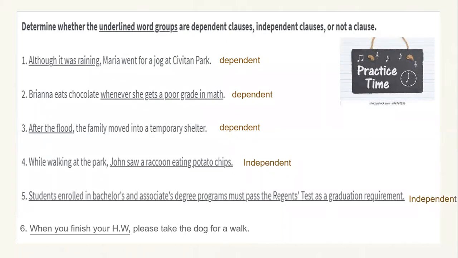What about number six? What do you think about number six, guys? Very good. Number six is dependent because it has when, and when is one of the wabbits. Now let's go for the reading.